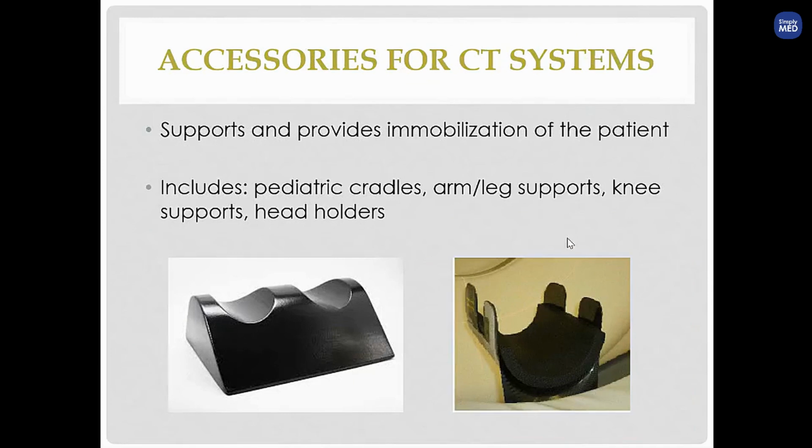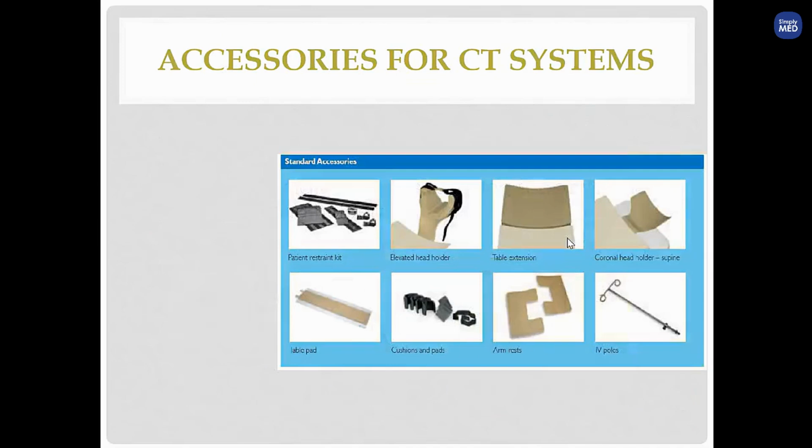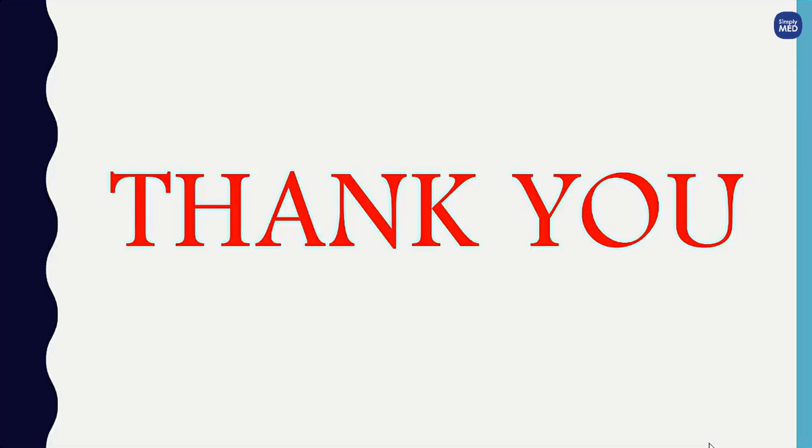And we have some accessories for the CT system, to provide support for the patient. There is a pediatric restraint kit for restraining and immobilization, and we have an elevator head holder for the head scan, and a table extension. In the feet first case, we remove this head holder and keep this table extension. We have a coronal head holder for supine patients, then table pad, cushions, armrest, IV pole, and all. And we have the pressure injector.